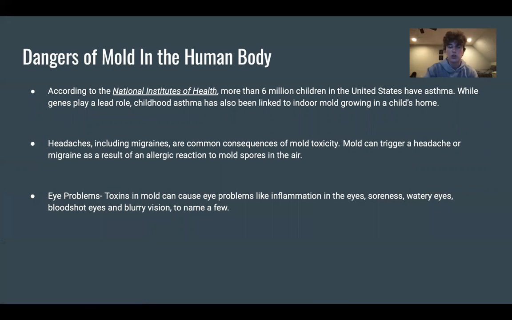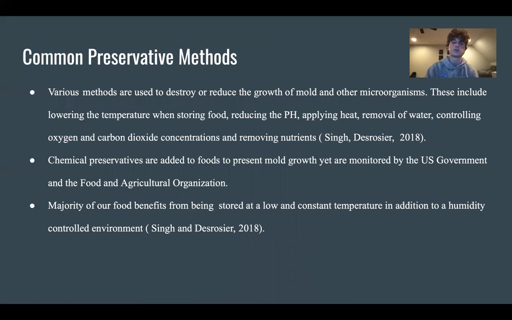Some dangers of mold in the human body are, according to the National Institutes of Health, more than 6 million children in the United States have asthma. While genes play a lead role, childhood asthma has also been linked to indoor mold growing in a child's home. Another one is headaches, including migraines, which are common consequences of mold toxicity. Mold can trigger a headache or migraine as a result of an allergic reaction to mold spores in the air. Finally, eye problems. Toxins and mold can cause eye problems like inflammation in the eyes, soreness, watery eyes, bloodshot eyes, and blurry vision, to name a few.